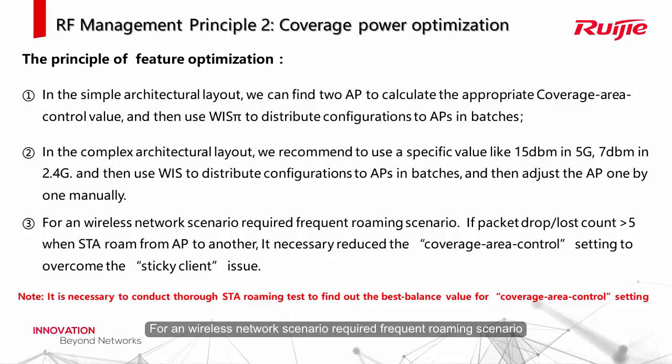For a wireless network scenario requiring frequent roaming, if packet drop or loss count is more than 5 when STA roams from one AP to another, it is necessary to reduce the coverage area control setting to overcome the sticky client issue.